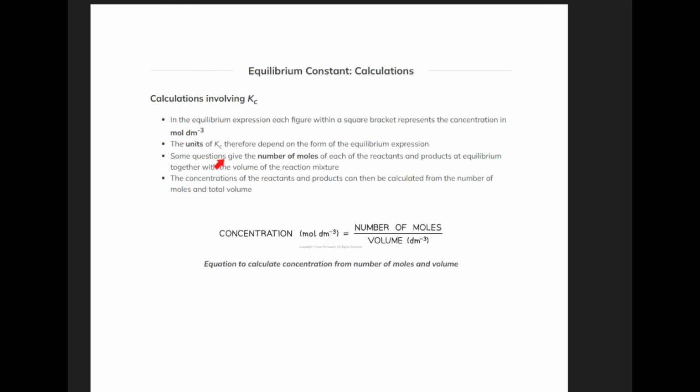Some questions give the number of moles of each of the reactants and products at equilibrium together with the volume of the reaction mixture. So why do they need to give mole and volume? Because you want to find concentration, right? So mole divided by volume gives you concentration. The concentrations can be calculated from the number of moles divided by the total volume. So we need to find out the concentration, then we can put it into the expression of Kc.